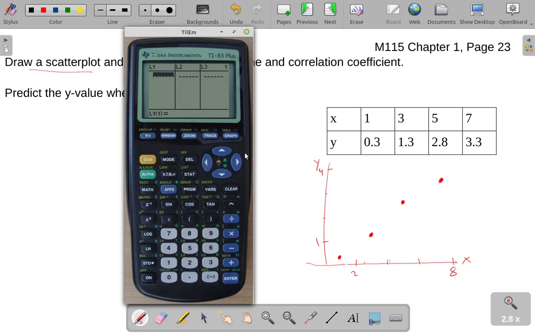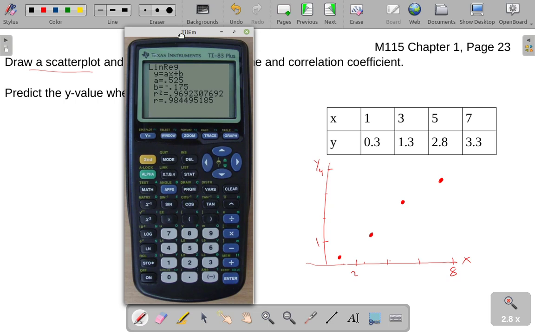And then I can go ahead and fill in what I want to fill in here. 1, 3, 5, 7 for my x coordinates, 0.3, 1.3, 2.8, and 3.3 for my y coordinates. Okay, I'll quit back out to the home, and I want to run LinReg, which again was in stat, over to calc, and down to LinReg. It's going to be using L1 and L2 by default, so I'll just leave it that way. It is possible to specify different lists, but I don't think we need to do that.